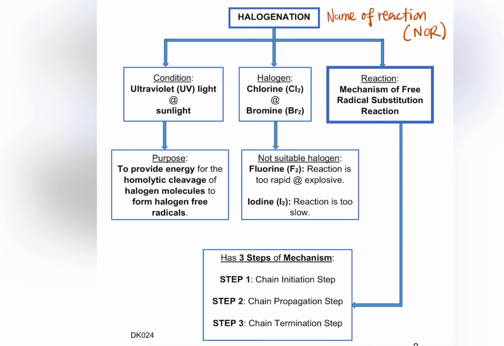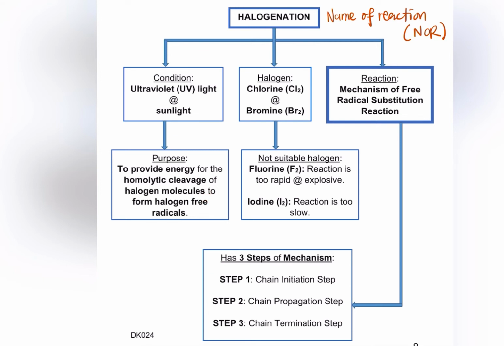Then, in order for alkanes to perform the halogenation reaction, it must be under a specific condition, which is ultraviolet light or in the presence of sunlight. This is because alkanes don't have a functional group. So in order for it to do the reaction, it needs sunlight. This is because sunlight can provide energy for homolytic cleavage of halogen molecules to produce halogen free radicals. This is what we are going to focus on in the mechanism of free radical substitution.